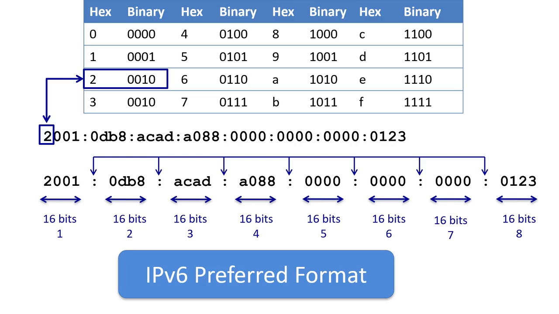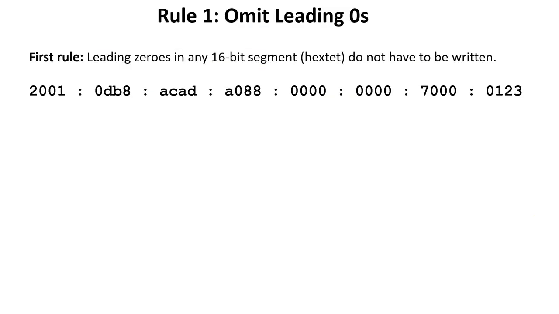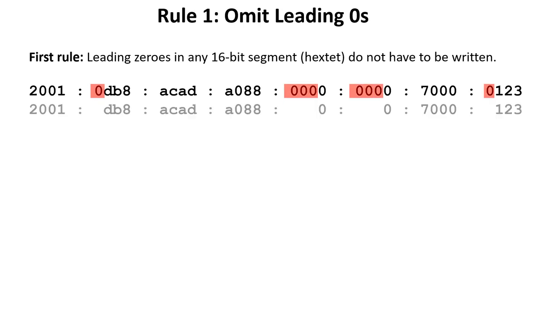There are 2 rules which can be used to reduce the number of hexadecimal digits used to represent an IPv6 address. The first rule to help reduce the notation of IPv6 addresses is to omit any leading zeros in any hextet. We are using spaces on each side of the colon to make it easier to read. In our first example, notice that only leading zeros have been omitted.